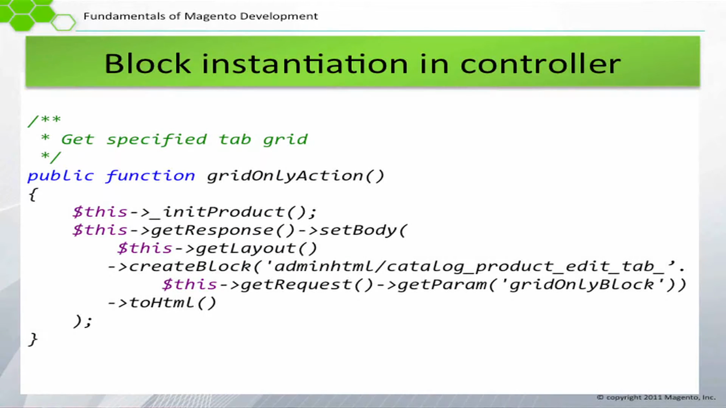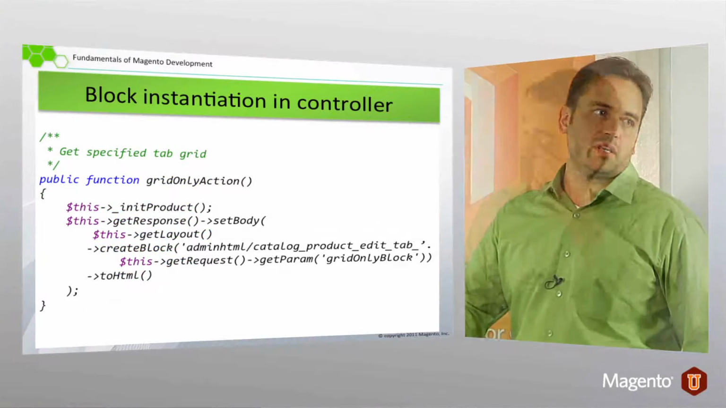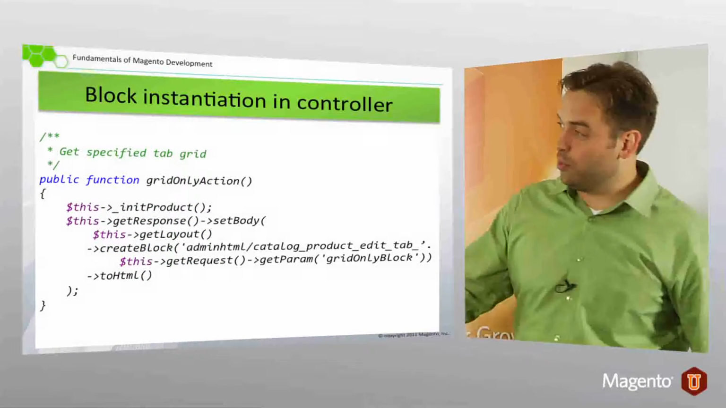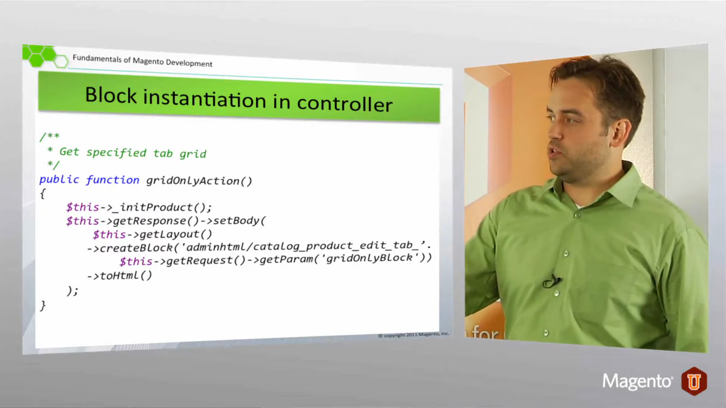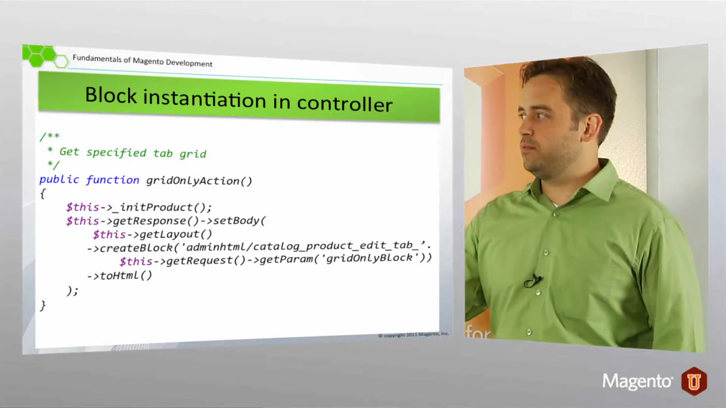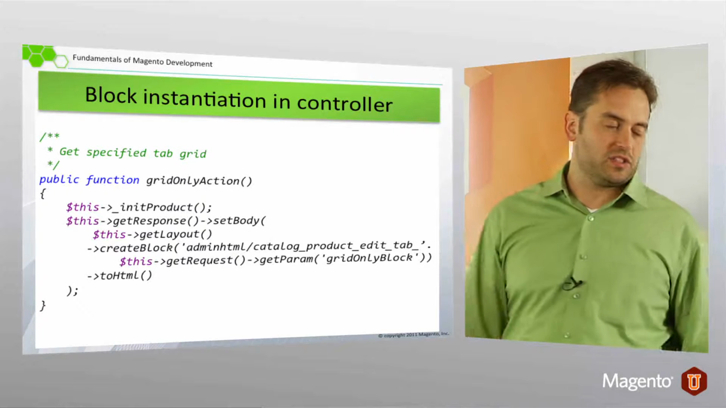If we want to instantiate a block directly in the controller, as we've been doing, again this is in the admin, we just get layout, create block, and then call toHtml and set it on the response object's body. The only thing we did differently in our example was to take this createBlock call, this toHtml, and assign it to a variable, and then put the variable in here for setBody. It's a little cleaner.